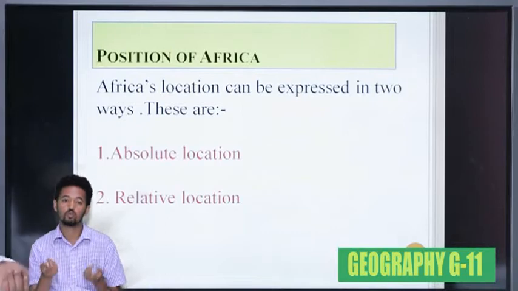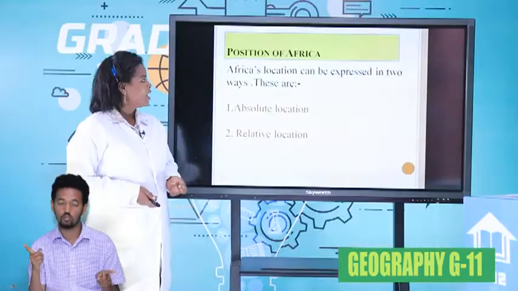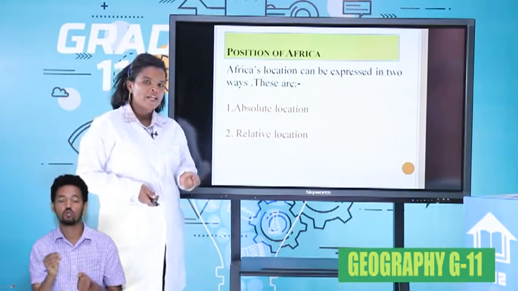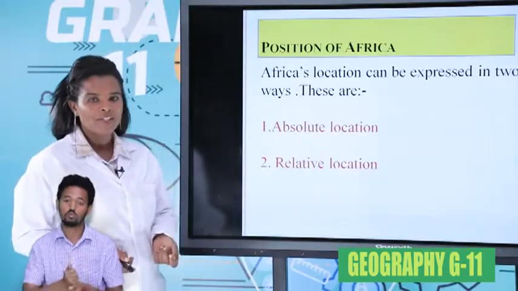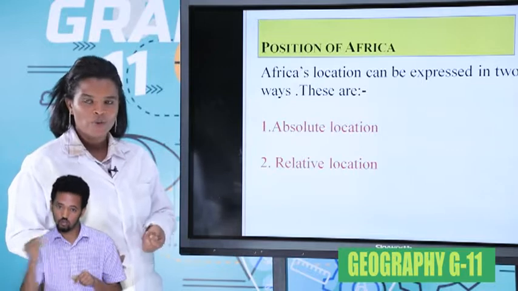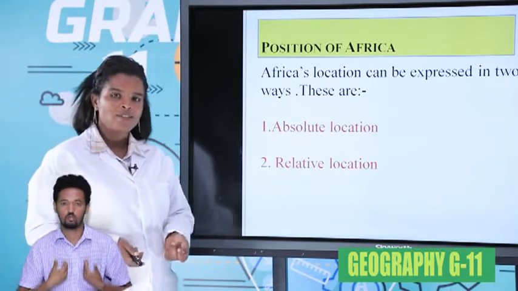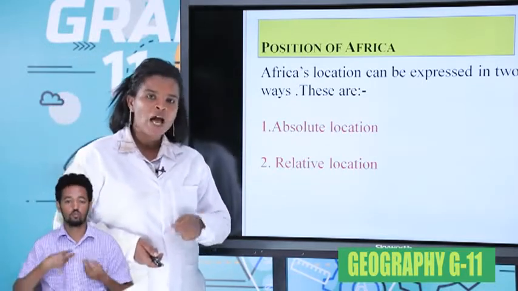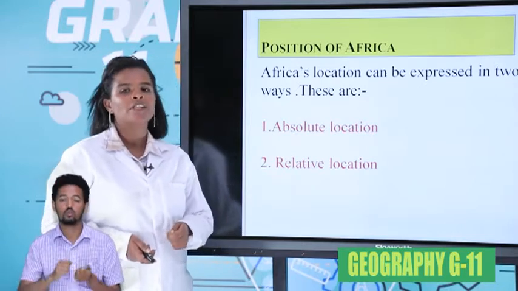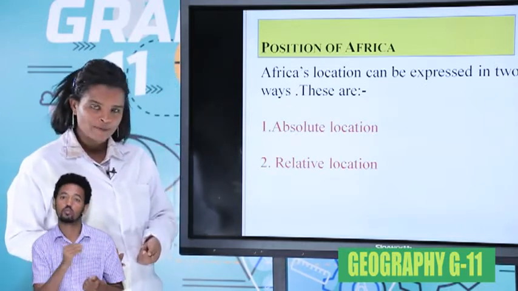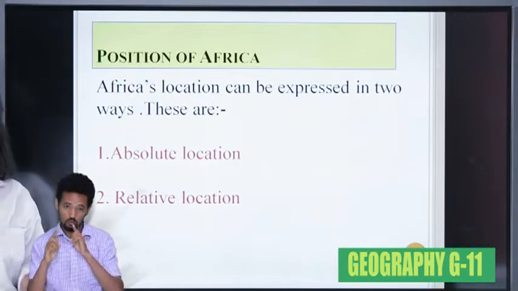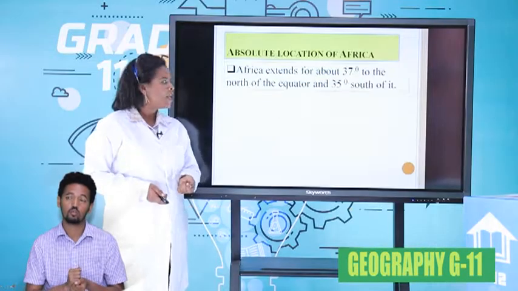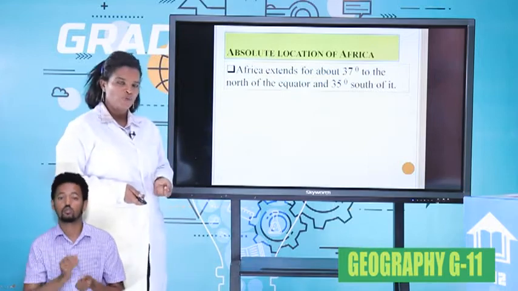When we see the position of Africa, Africa's location can be expressed in two ways. These are absolute location and relative location. Students, we have learned about absolute location and relative location in the lower grade. Today, we will discuss the absolute location of Africa. Let us see the absolute location of Africa.